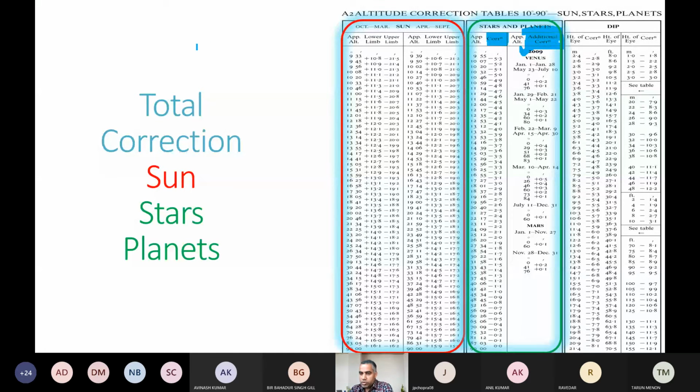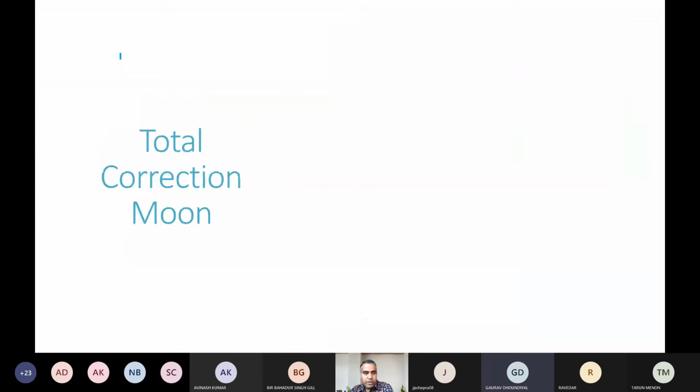Okay, so beta, this is also clear to everyone, the total correction for stars and planets and sun. Yes, sir. Very good.